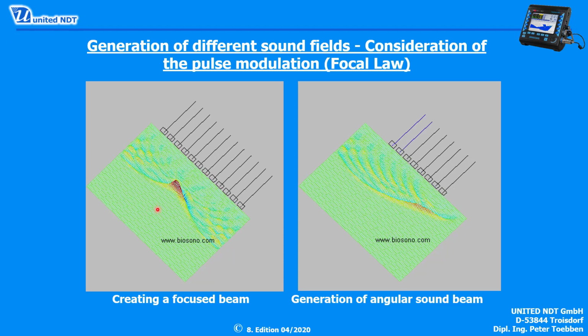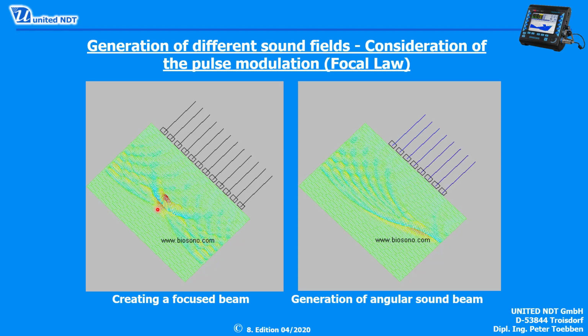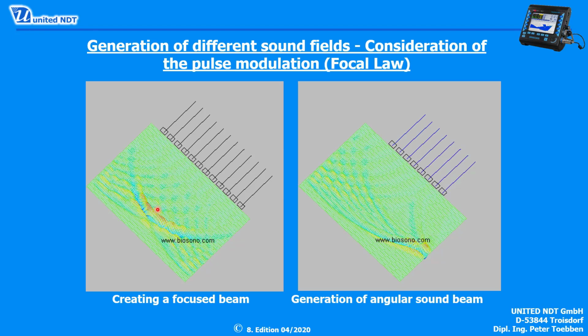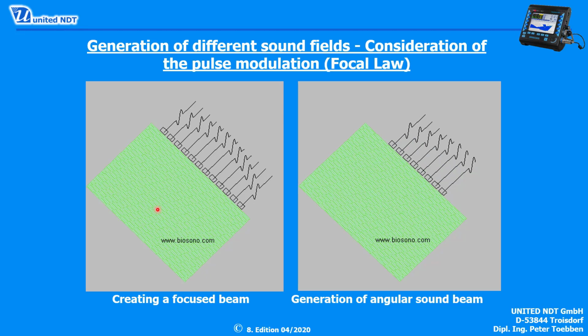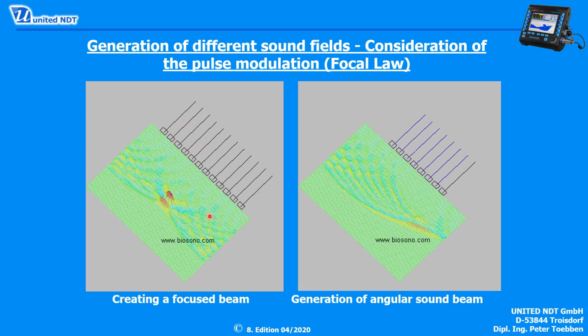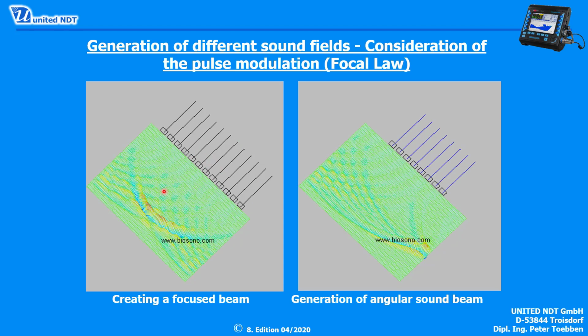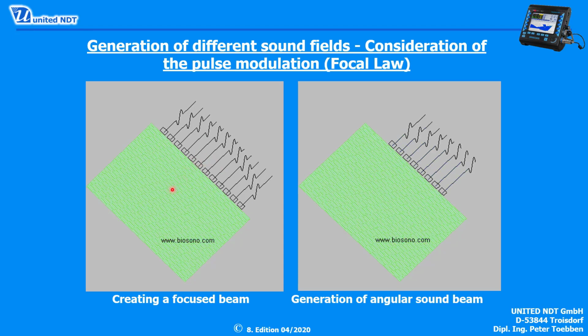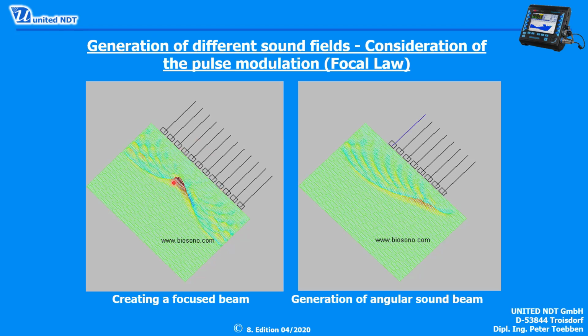Which means when you key in a different focal distance, that actually only means that internally the electronics will apply a higher delay, so that the resulting sound beam has a different focal depth. So that's the way of focusing.